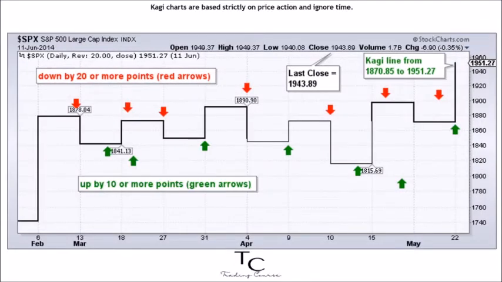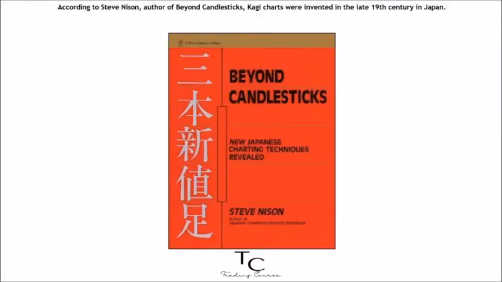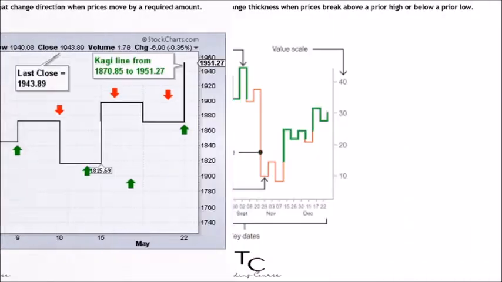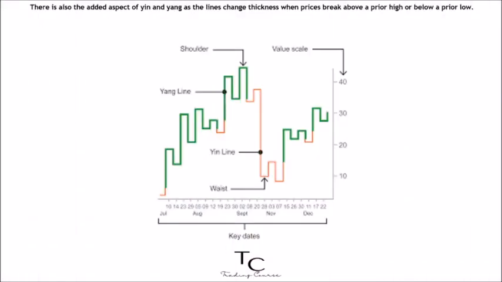Kagi charts are based strictly on price action and ignore time. According to Steve Nison, author of Beyond Candlesticks, Kagi charts were invented in the late 19th century in Japan. Instead of X columns and O columns, Kagi charts are simply line charts that change direction when prices move by a required amount. There is also the added aspect of yin and yang as the lines change thickness when prices break above a prior high or below a prior low.